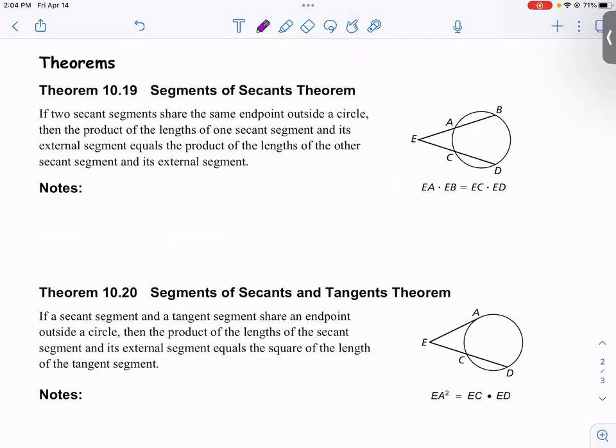All right, now we're gonna deal with segments that are secants and tangents. So they start on the outside of our circle and come through.